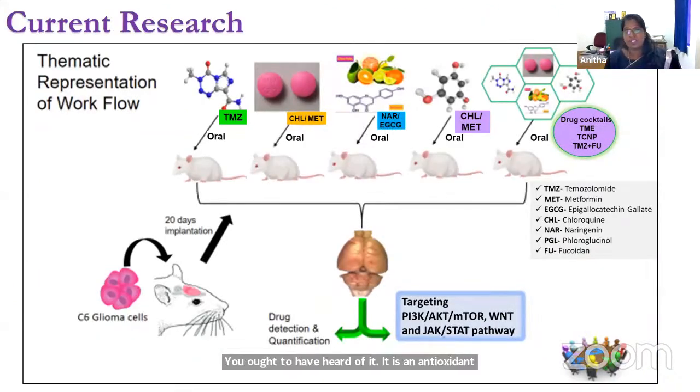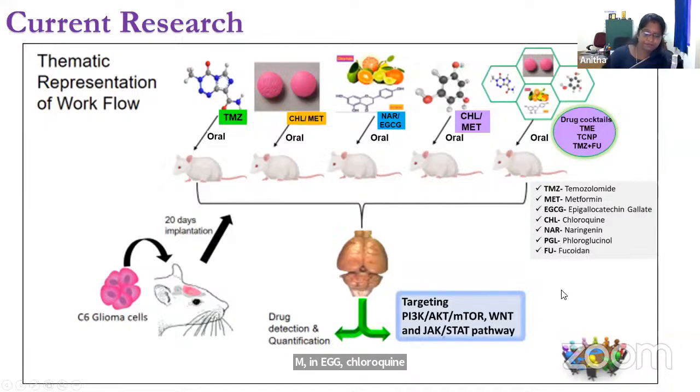My current research, this is just a thematic representation of my workflow. We take glioma cells and inject them stereotactically, orthotopically, into the rat's brain, then close it and leave the rats for observation. After 20 days of glioma implantation, we treat the rats with different combinations of drugs. Once the treatment period is over, we target a few cancer signaling pathways. Some of the drugs I have used for my study are temozolomide, which is the standard drug, metformin, EGCG, chloroquine, naringenin, PGL, and fucoidan.